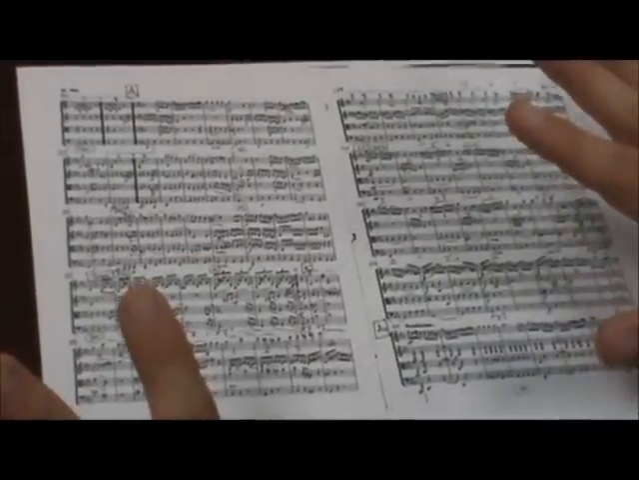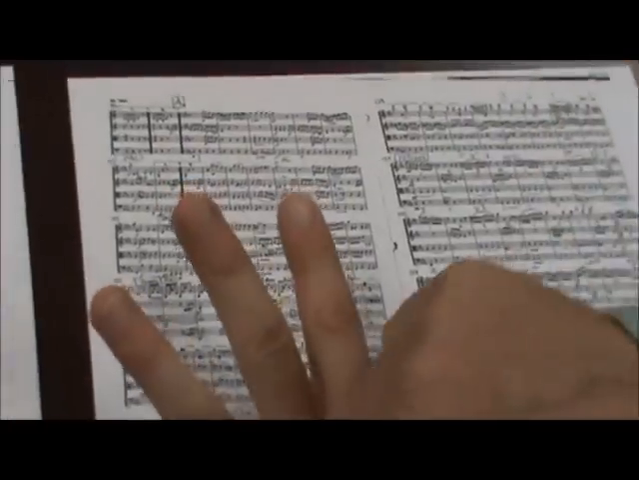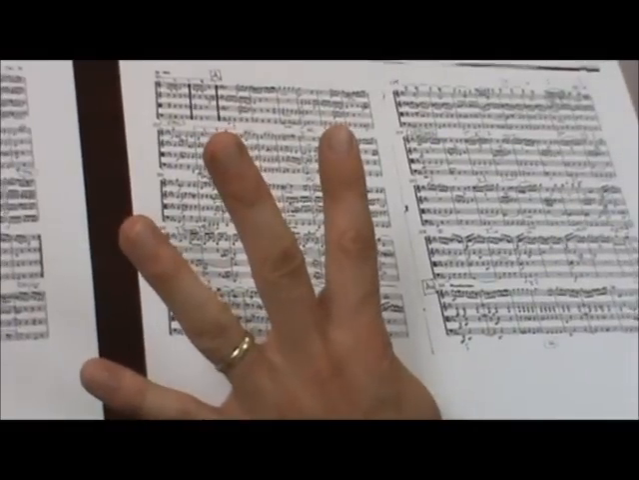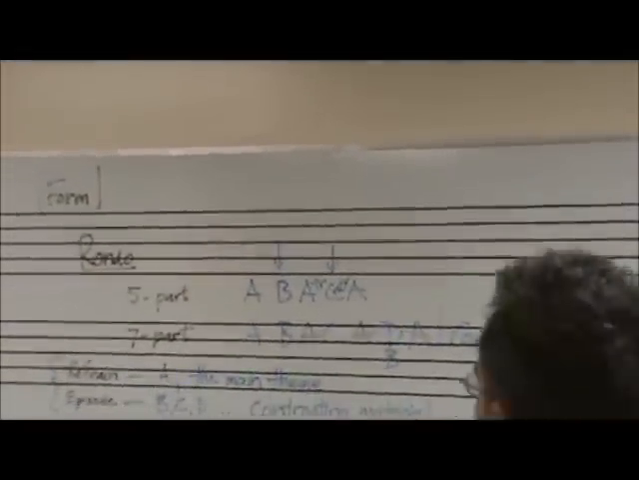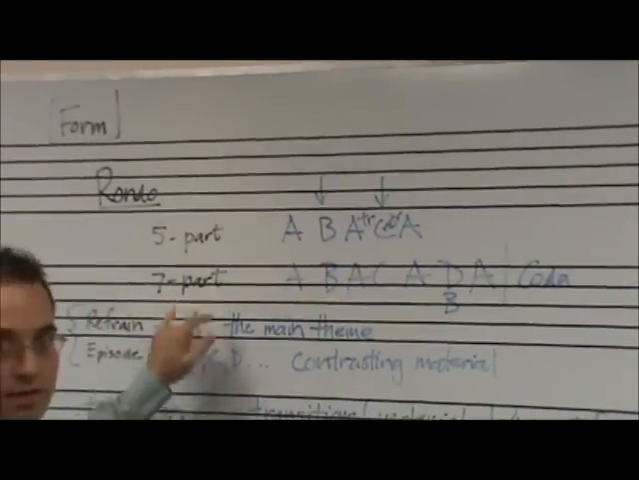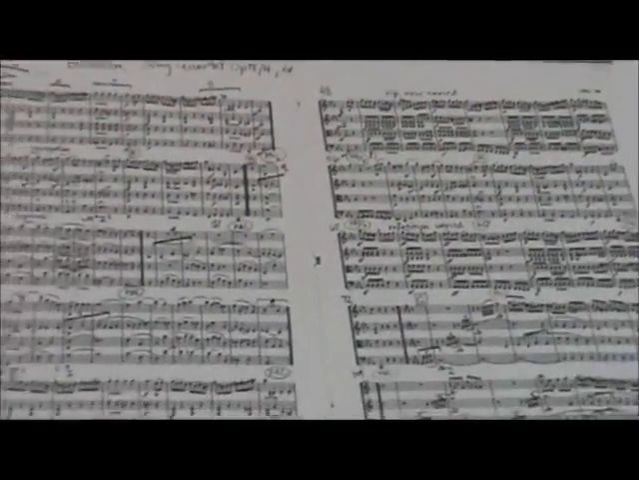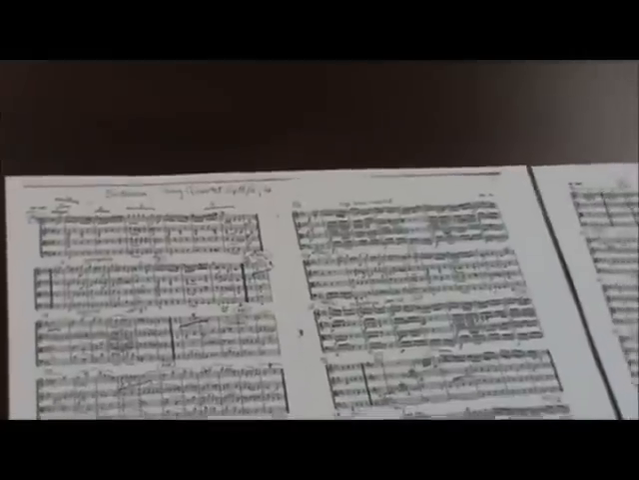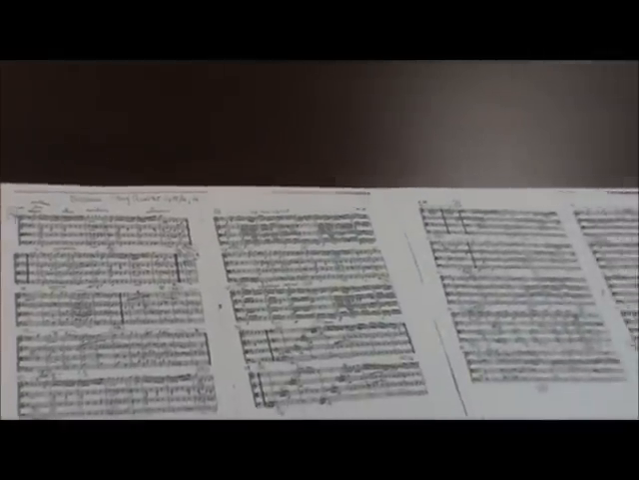With 4 statements, A B A C A, we've got 7-part rondo then. Take a look at the board up there for a sec. Here's where we get 4 statements. 1, 2, 3, 4. That makes it 7-part. So all you're doing to figure out which of the two it is, is counting how many times you hear the A material come back again. 4 times makes it a 7-part rondo.